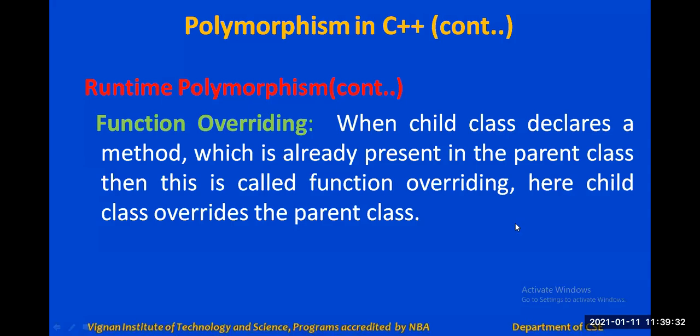Single entity based on different condition behavior. Yeah, one symbol is having many forms. Single entity will have many forms. So we have two types of polymorphisms. One is compile time, another is runtime.